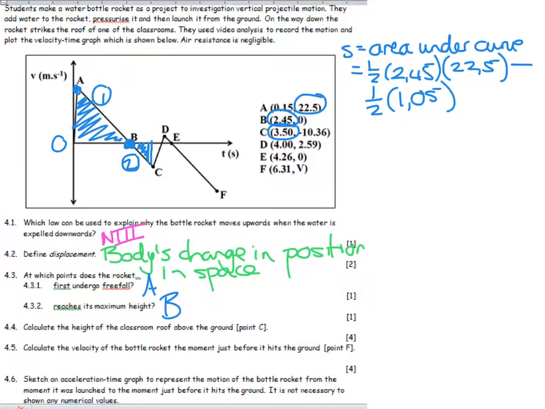And the height of C is 10,36. You've already got the minus in over here, so you can't put it in again. And you land up getting 22,12 meters.